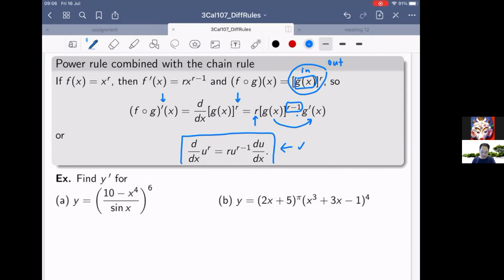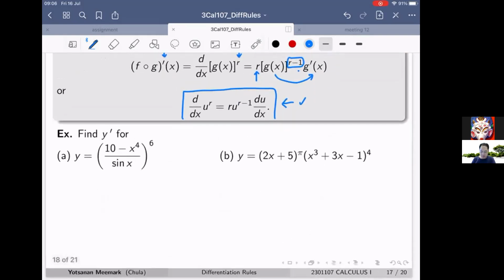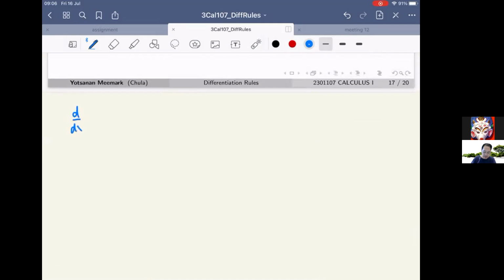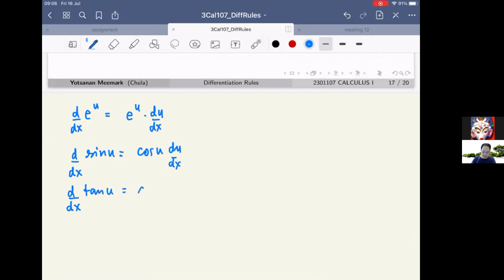For example, the derivative of e raised to u becomes e to the u itself and then du by dx. The derivative of sine u becomes cosine u du by dx. The derivative of tangent of u becomes secant squared u multiplied by du by dx. The derivative of secant of u becomes secant of u tangent of u du by dx.